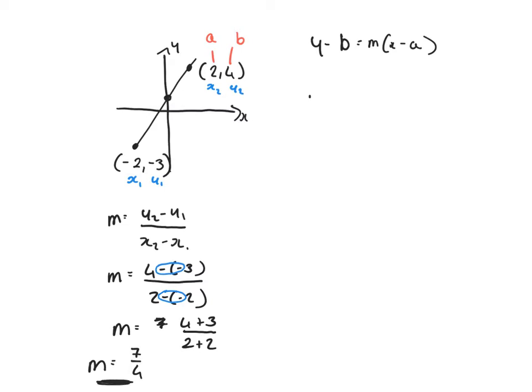And we've got the point (a, b) up here, where a is 2 and b is 4. So let's now plug that into y minus b equals m bracket x minus a. So that's going to be y minus 4 equals this kind of awkward number for the gradient, 7 quarters, bracket x minus, well, a is 2.